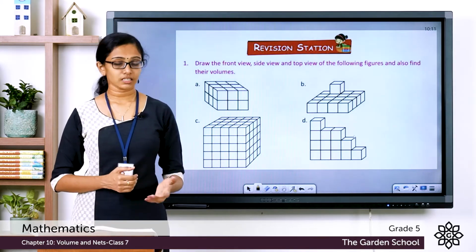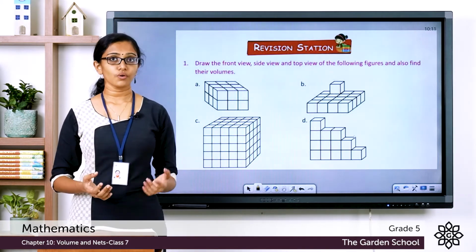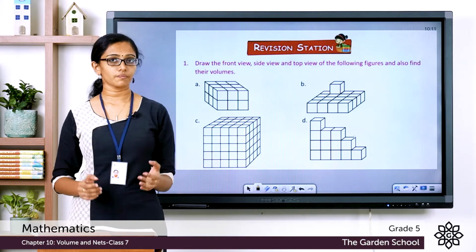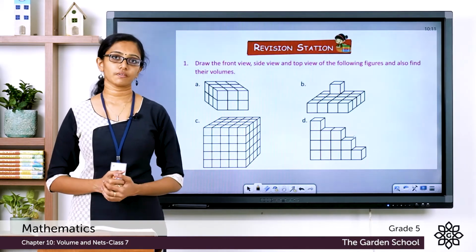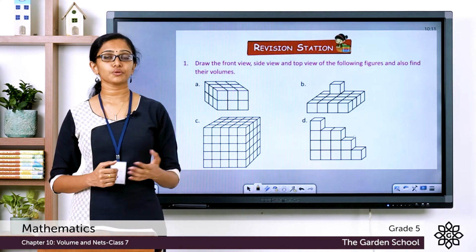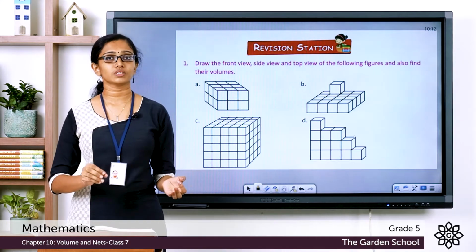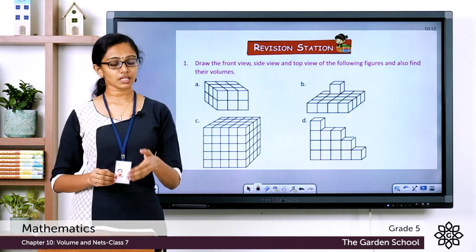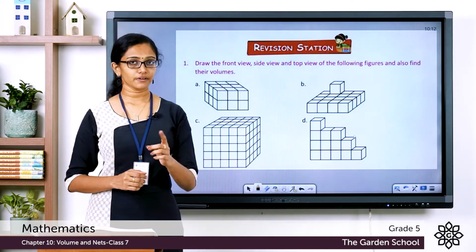So here in this question you are asked to draw the front view, side view and top view of each of these figures given here, and also you have to find their volumes. We have already learned how to find out the volume of a shape using unit cubes. So that's the method you have to apply here. Let's see the first question.